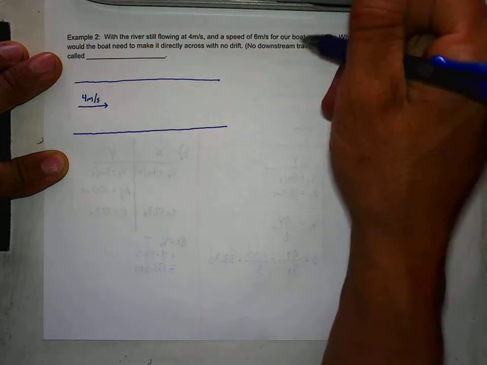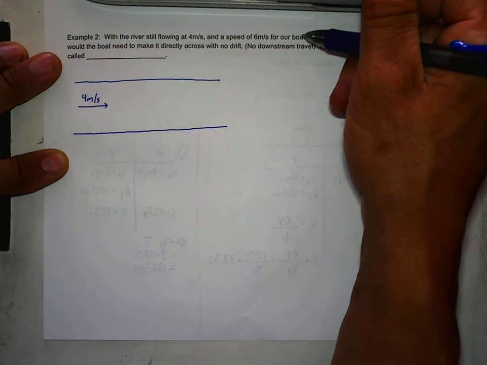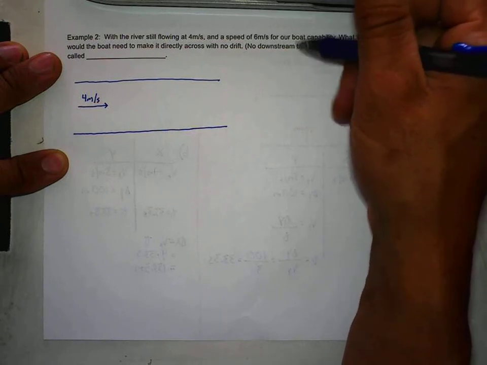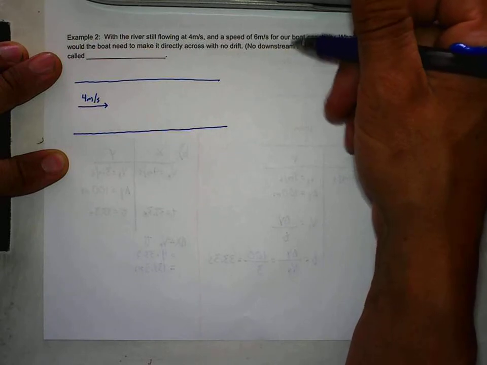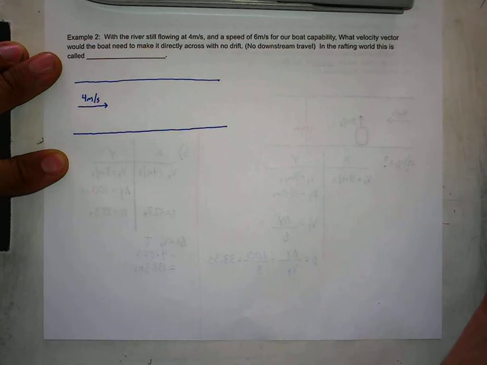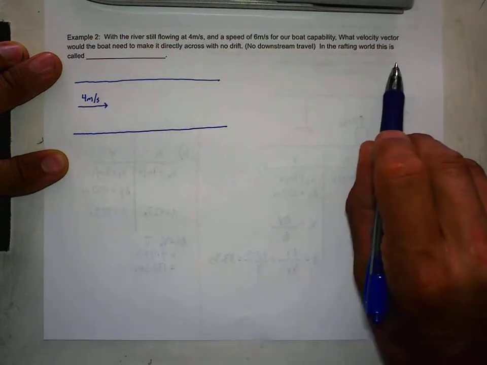Okay, now our boat this time has a 6 meter per second capability. That probably means that it's got a little motor on it. You can't really row at 6 meters per second. That's pretty beastly. What velocity vector would the boat need to make it directly across the river with no drift? So they want to go directly across. They can't travel downstream at all.